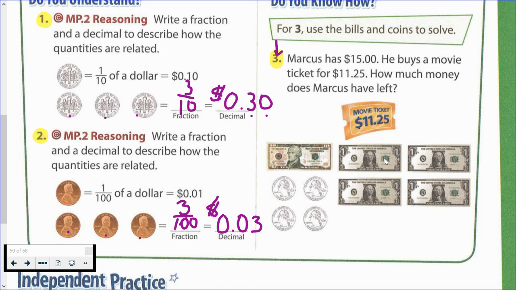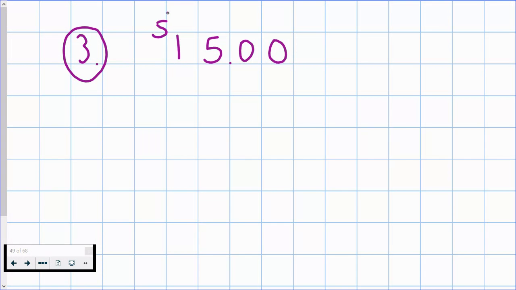I'm going to solve this problem on grid paper because I do not feel like I have enough money to work here. So I'm going to come over to grid paper. I'm going to record that I am working on problem number 3. And here is the situation. Marcus has $15. So I'm going to write that in a neat and organized way on my grid paper, not forgetting the dollar symbol to show that I'm working with money.